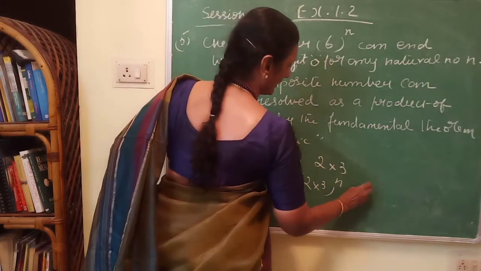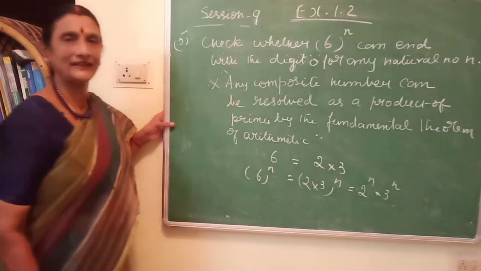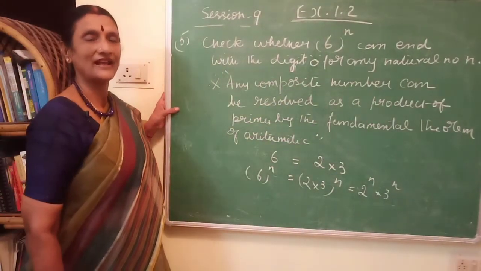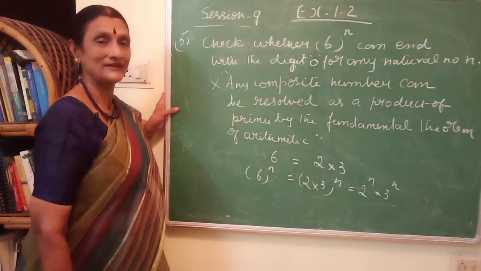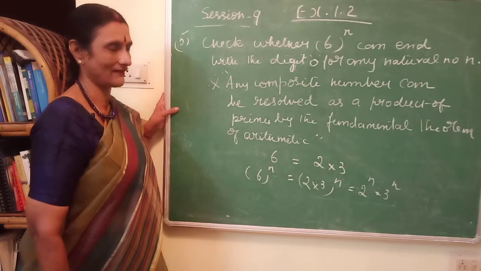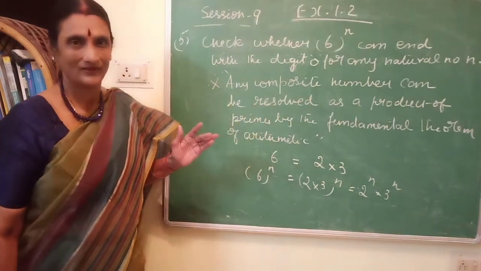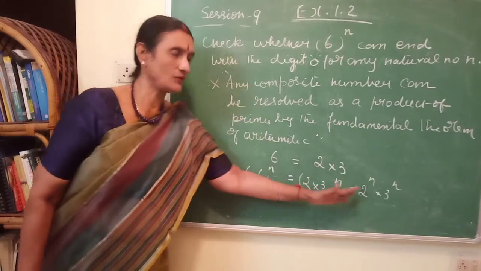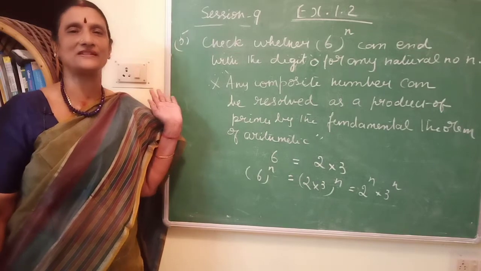You tell me what this is? 2 power n into 3 power n. Remember, n can take only natural number values 1, 2, 3, etc. Now here it's purely an analysis question. We have to find out whether any power of 2, 2 power n, can end in 0 or not.